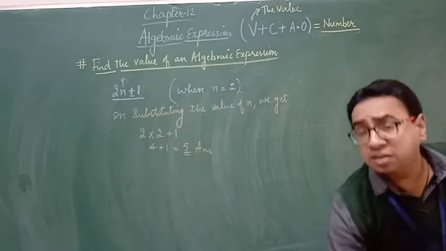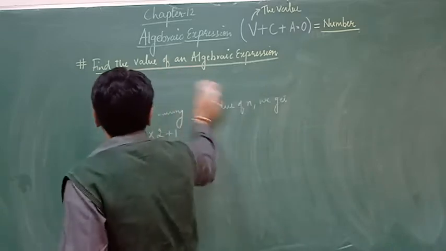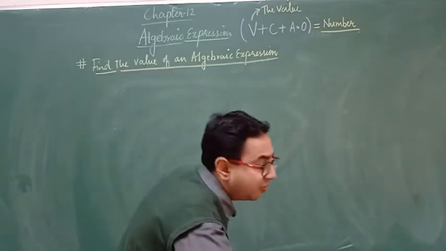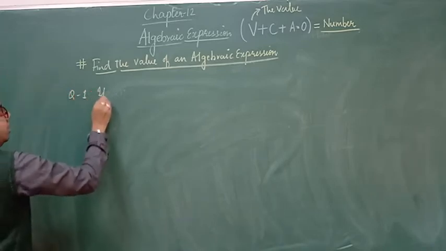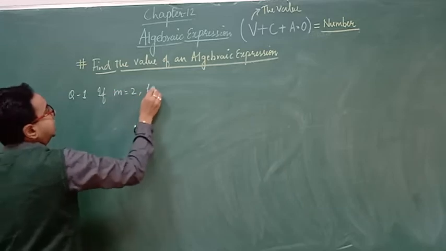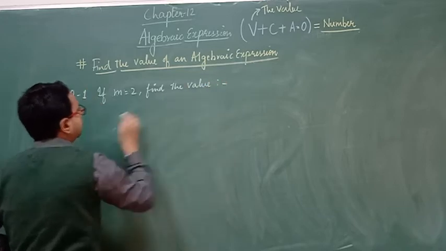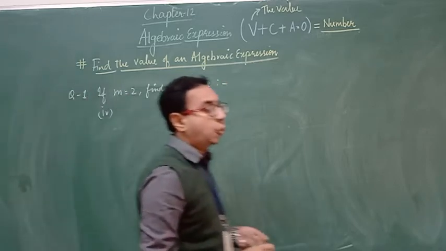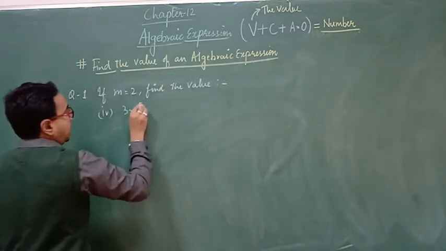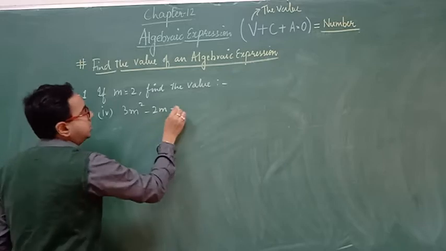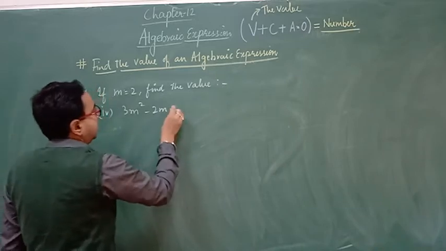Let's solve the exercise. Let's open your books to exercise 12.3. Let's do it. First question. Question number 1: if m is equal to 2, find the value of... I am doing one part because the rest of the parts you can do. I am doing the fourth part. And what is the fourth part? The fourth part is 3m square minus 2m minus 7, or maybe plus 7, whatever. I think it's minus 7. Okay, it's minus 7.